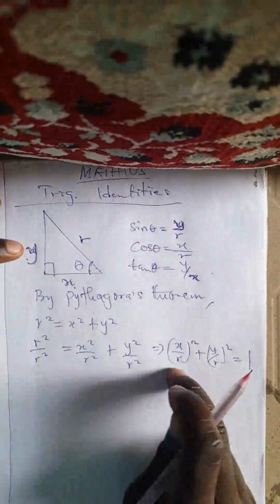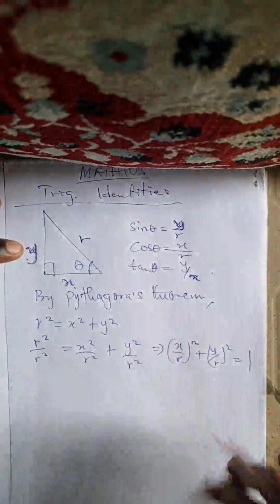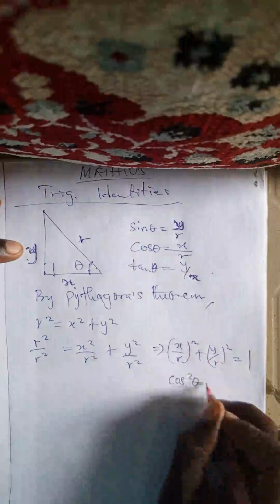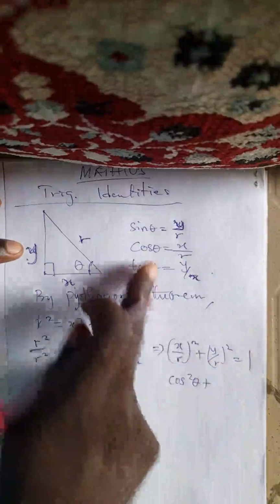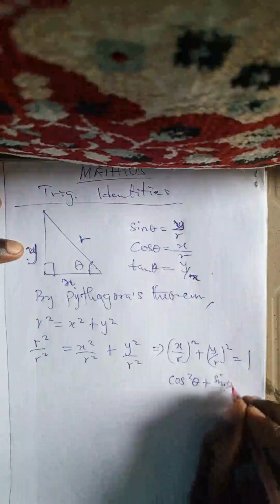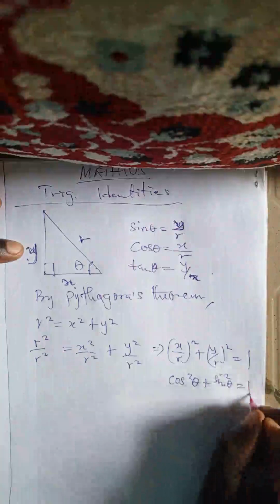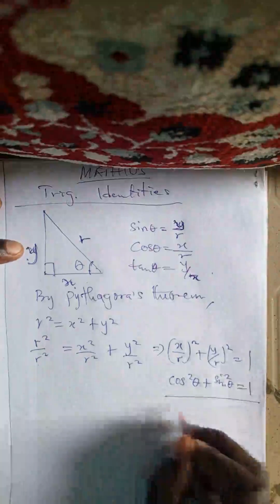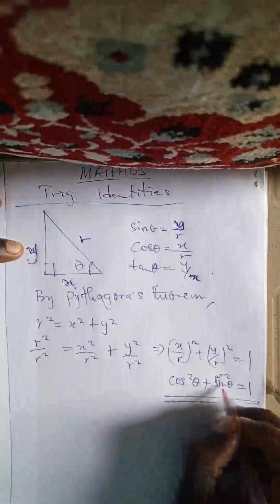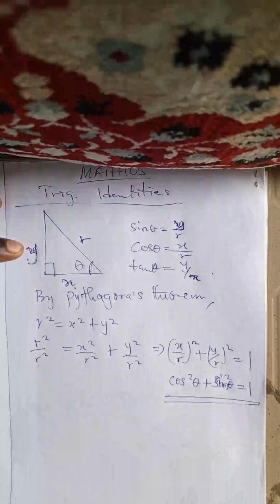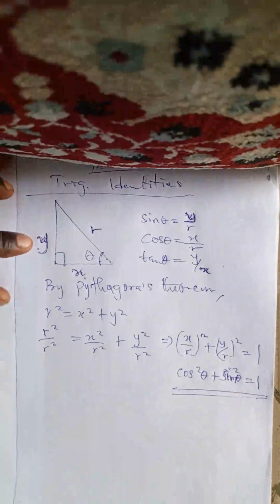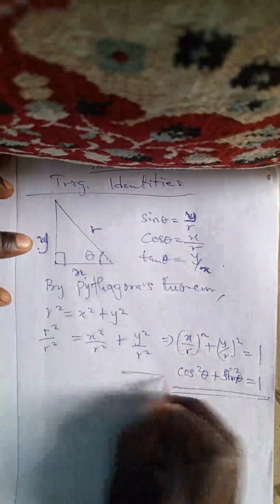But what is x over r? X over r is cos, therefore cos, but because of the square, we put cos squared theta plus. What is y over r? Y over r is sine, so you have sine squared theta, and this is equal to 1. This is called the Pythagorean identity. So sine squared theta plus cos squared theta is equal to 1. And so we have equation 1.